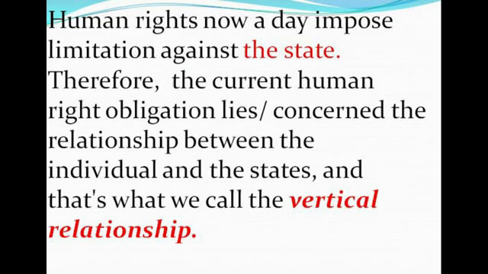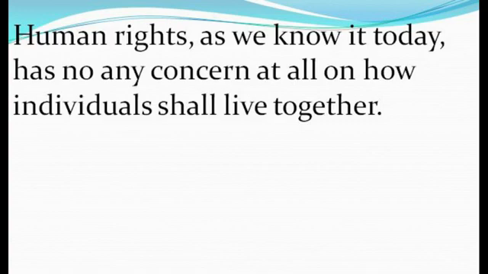But this is the initial theory where you see that rights were framed in the sense of regulating the relationship between an individual and the state, or the king, but now the state. And this is the clear formulation of human rights as defined in contemporary international, regional, or national human rights regimes. Human rights, as we know it today, has no concern at all with how individuals shall live together. It's not a concern of human rights, unlike the period that we have discussed, where the main concern was the relationship between individuals.